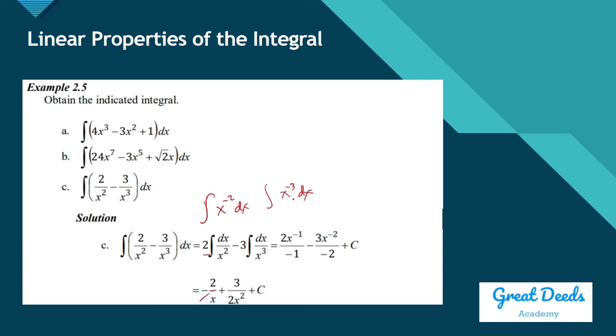And this one, the integral is going to be x to the negative 3 plus 1, so it becomes x to the negative 2 all over negative 2. So negative, and then you have a negative here, it becomes positive. And of course, you write this in the denominator, 1 over 2x squared. And then, of course, plus c.